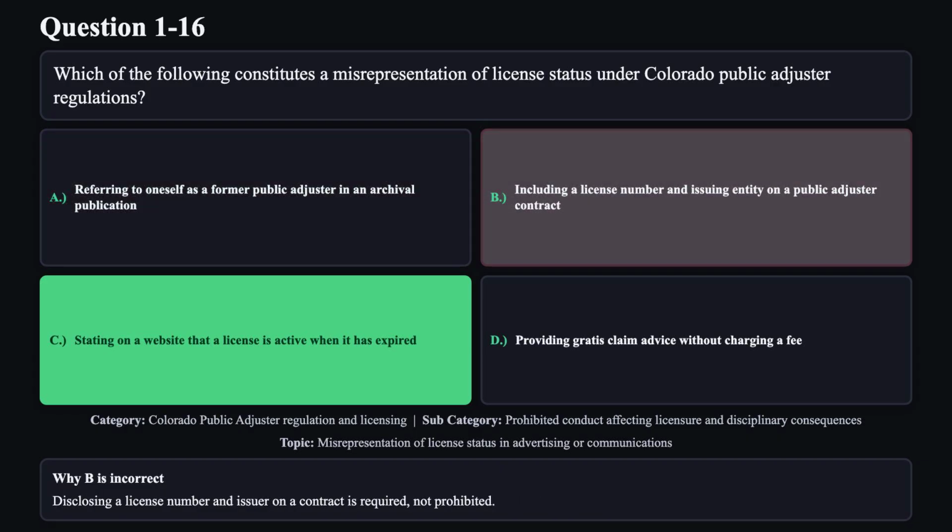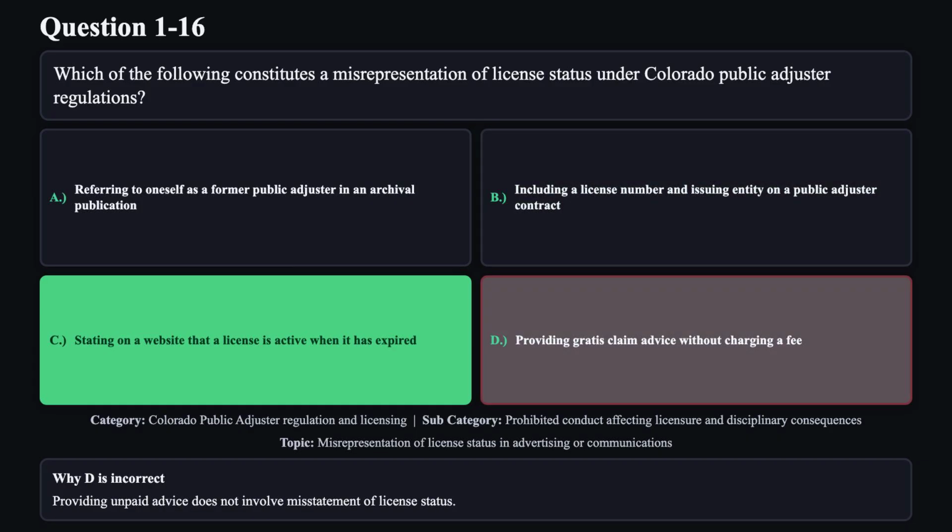Reason B is not correct. Disclosing a license number and issuer on a contract is required, not prohibited. Reason D is not correct. Providing unpaid advice does not involve misstatement of license status.